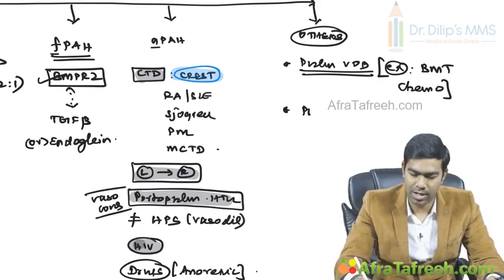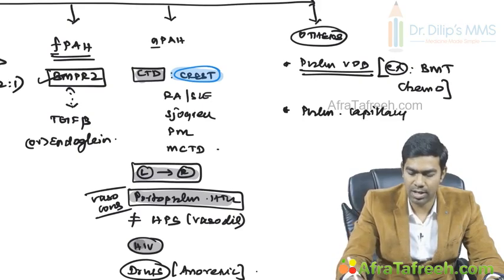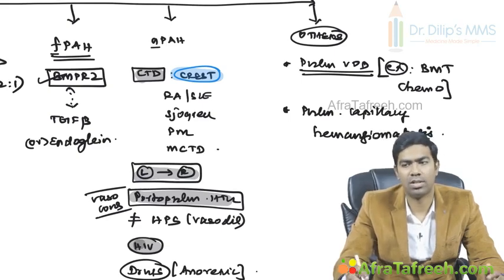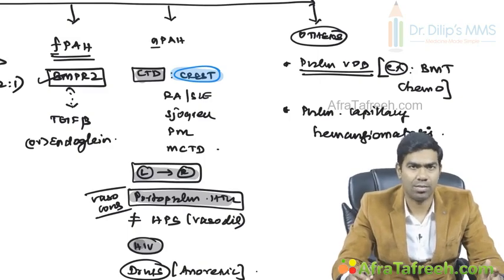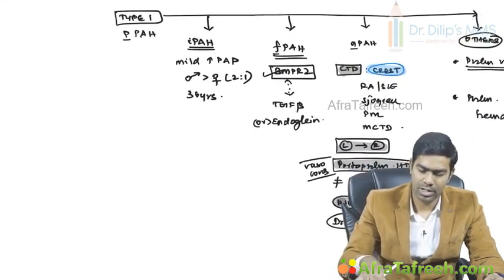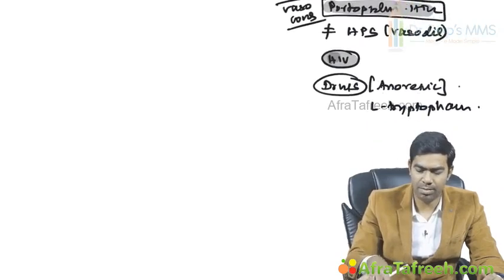Then you have a final condition called pulmonary capillary hemangiomatosis, a very, very rare entity. Apart from that, so many other varieties are there in the newborns that we are not discussing right now. Clear? So these are some of the examples of type 1 pulmonary hypertension.